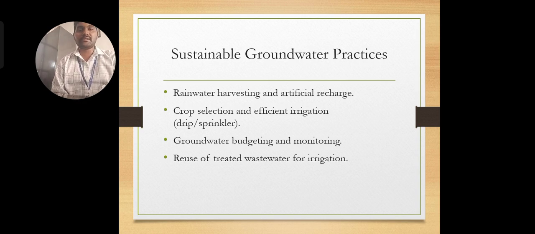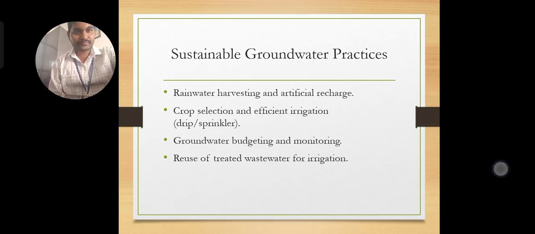And the next one is the reuse of treated groundwater for irrigation. The water we utilize, the same water we are going to utilize for another purpose. Then we are also reducing the water demand, and automatically groundwater is going to be safe.